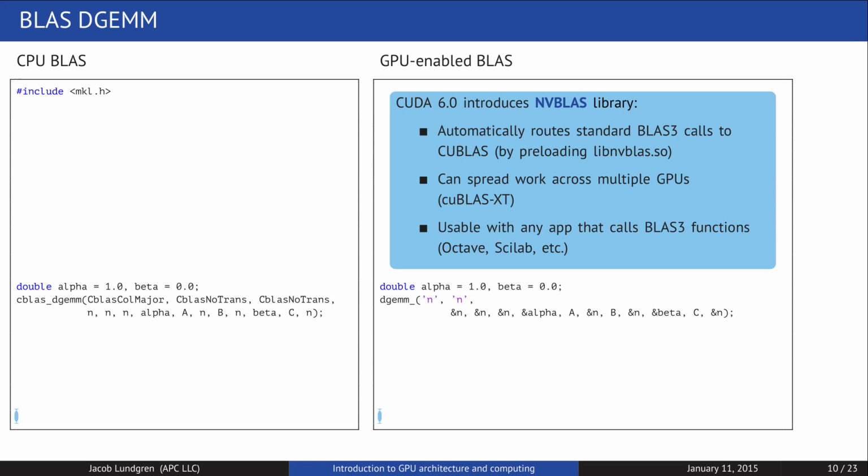Now, this is worse in older versions of CUDA. For CUDA 6.0, the NVBLAS library is introduced. This automatically routes all the standard BLAS 3 calls to cuBLAS by preloading a specific library. This can also spread work across multiple GPUs. And of course, it can be used with any application that calls BLAS 3 functions, such as Octave or Scilab.